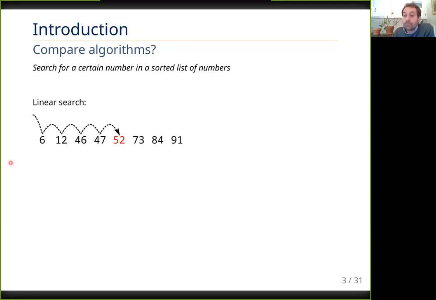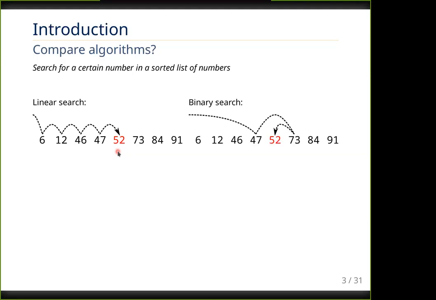So that would take 1, 2, 3, 4, 5 steps total. Now the question is, could we find a better algorithm that would take advantage of the nature of the list? That is the fact that the list is indeed sorted already. There's another algorithm that's called binary search. This one works in that way.